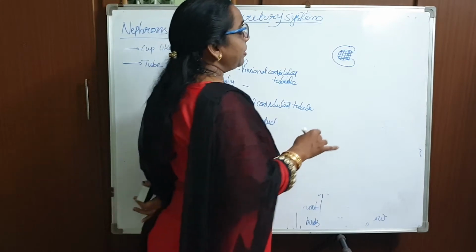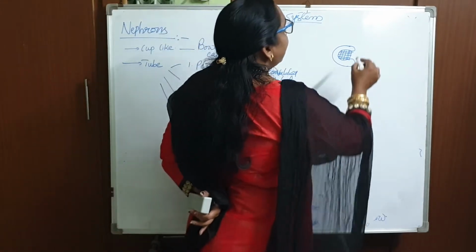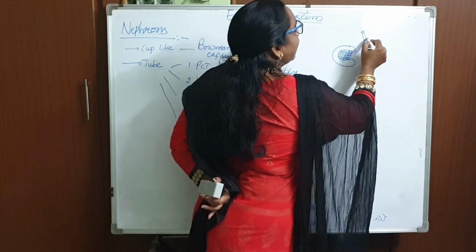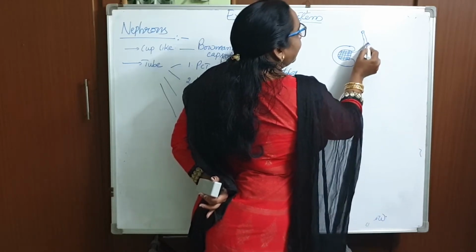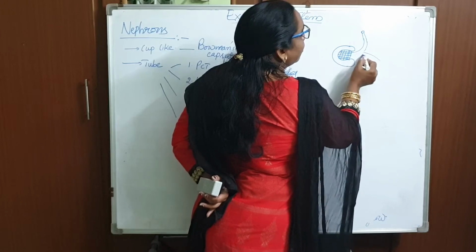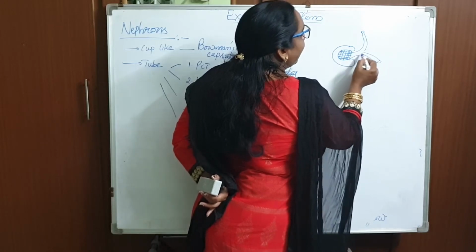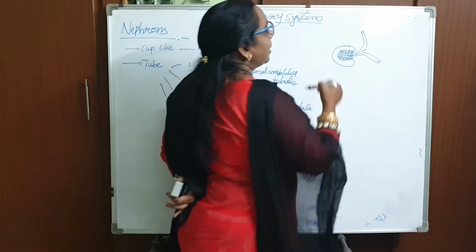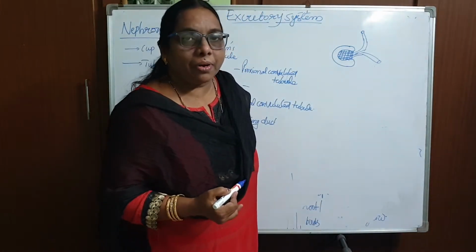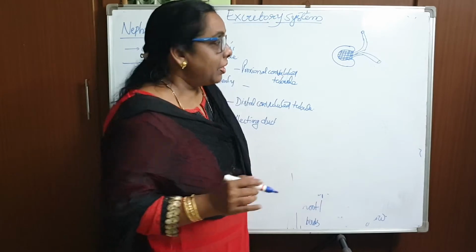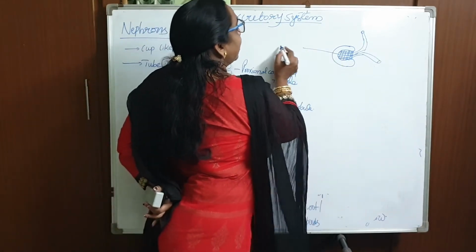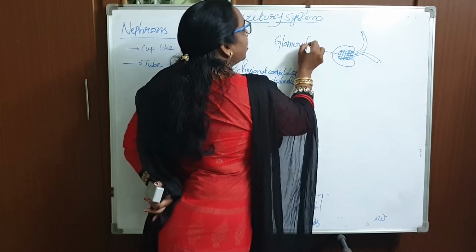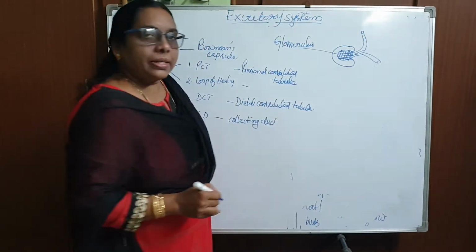How is this glomerulus formed? The renal artery goes inside, and there is the renal vein also, no? They form tubular-like structures, and they make a network-like structure. That network-like structure we call the glomerulus. Okay, is it clear, children?